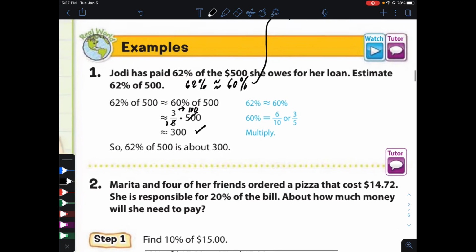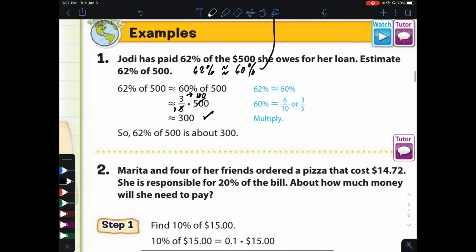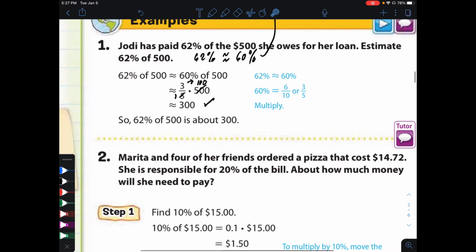So estimate usually to make our calculations faster. So step number 1, we need to find 10% of $15, okay? And we know for a fact that 10% of $15 is the same as 0.1 times 15. Okay, and 0.1 times 15 is the same as $1.50. So we are using the 10% method.